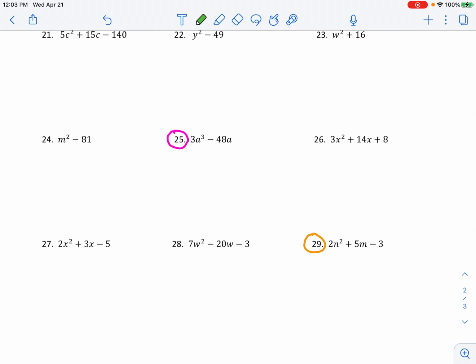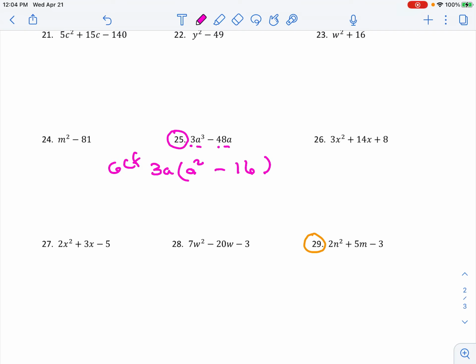All right, let's look at number 25. Do you have a GCF? We're still on looking for a GCF. Well, there is a number that goes into both 3 and 48, and that would be the number 3. And there's also an A in each, so my greatest common factor is 3A. When I divide by 3A, I get A squared minus 16.